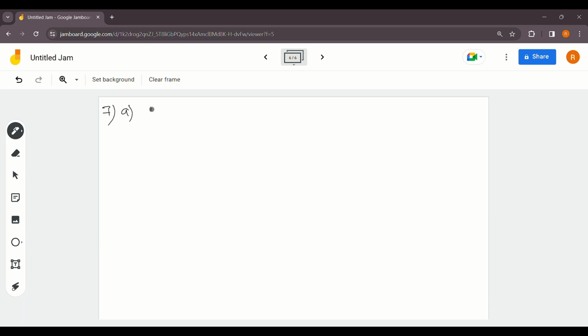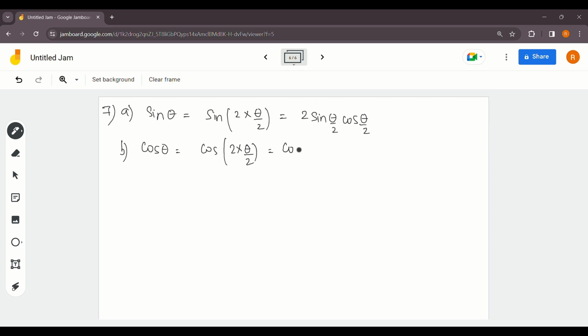So 7a, sine theta. Now how am I going to write sine theta? Using the half angle, I am going to write it as sine 2 into theta by 2. Now it looks like the previous section, sine 2 theta, which can be written as 2 sine theta cos theta. So it is 2 sine theta by 2 cos theta by 2. Similarly, cos theta, I can write as cos 2 into theta by 2. Now this looks like cos 2 theta, which is nothing but cos square theta by 2 minus sine square theta by 2.